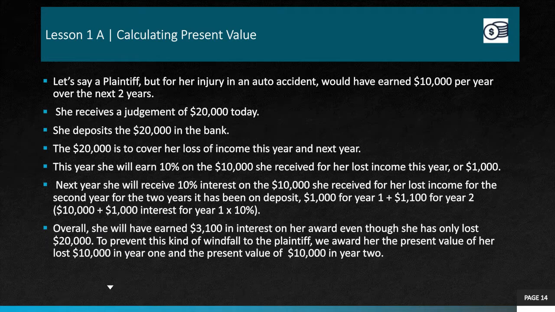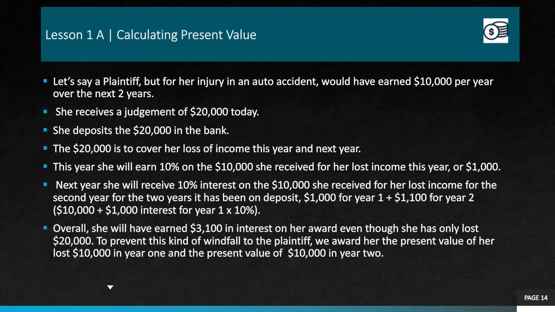And next year she's going to receive 10% interest on the $10,000 she received for her lost income, and so she would get $1,100. So overall, if we gave her exactly what she lost, okay, without reducing to present value today, she'd receive $3,100 in interest on her award of $20,000. And that would be overcompensating her. So that's why we don't just give plaintiffs exactly what they lost.